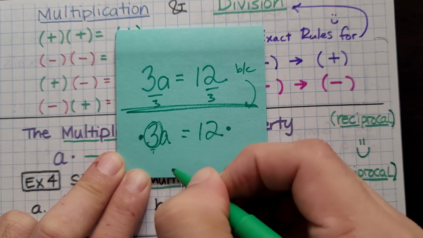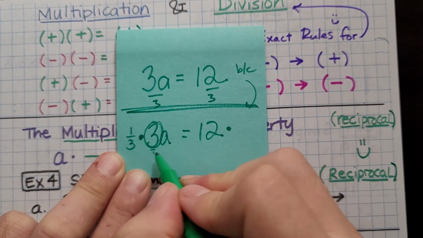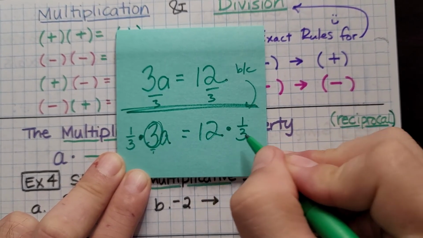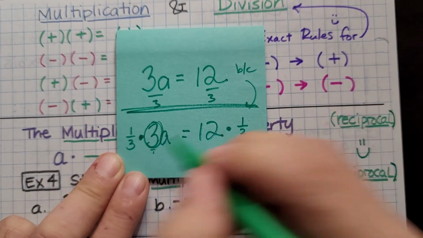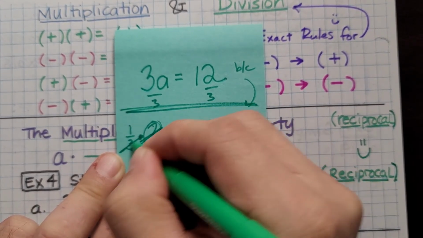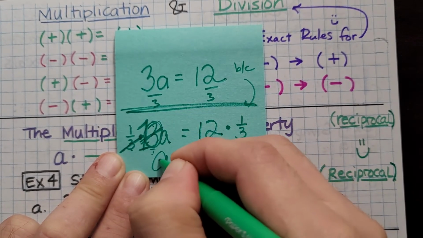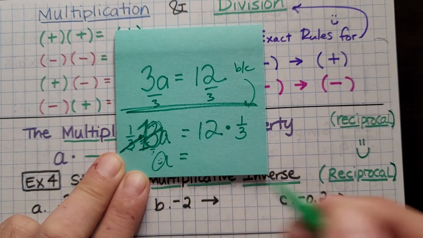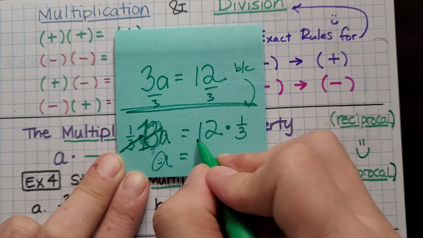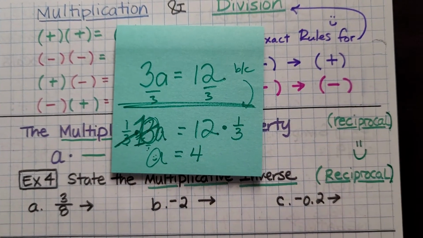The reciprocal of 3 over 1 is 1 over 3. Well, if you multiply the left side of the equation by 1 over 3, you have to multiply the right side of the equation by 1 over 3. Equal opportunity here. 1 over 3 times 3 over 1 becomes 1. It cancels out to the number 1. 1a, or simply a. Happy a. 12 times 1/3 is the same thing as 12 divided by 3, and that equals 4. We'll get the same answer, but we just have quicker ways of doing it.